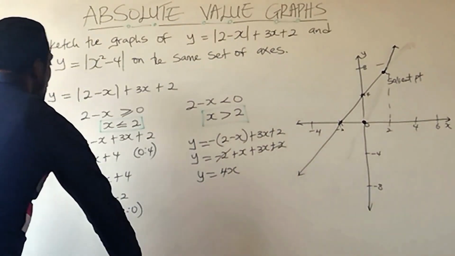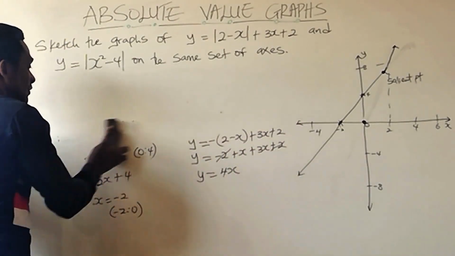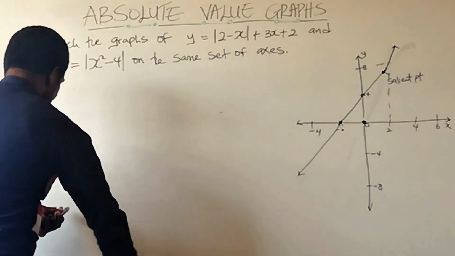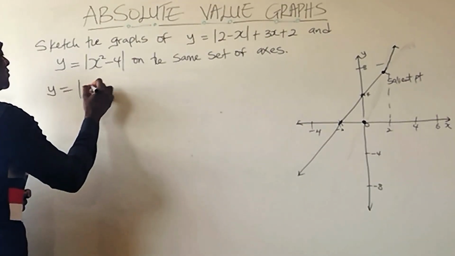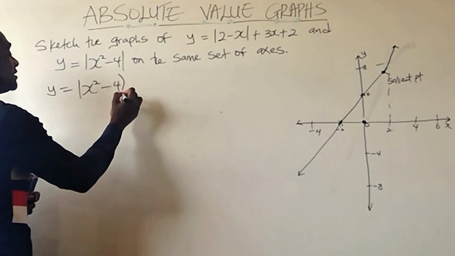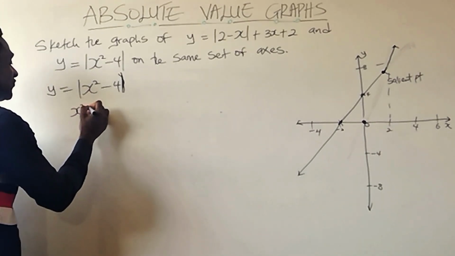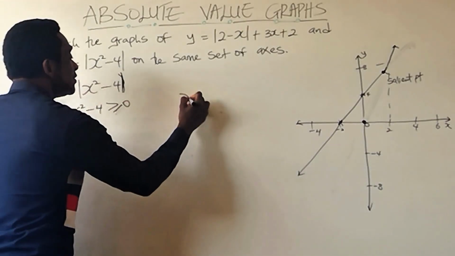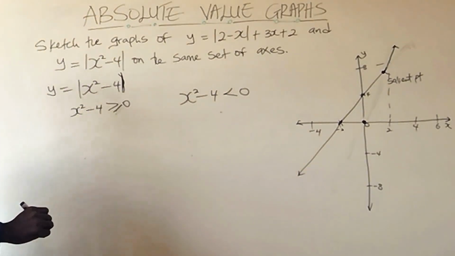Let's see what we can do for the second function also, which is a parabolic function. Now for the parabolic function, the same approach. You have y equals the absolute value of x squared minus 4. Like I said, this can be positive, greater than or equal to 0, or it can also be negative, less than 0. So we solve for x.